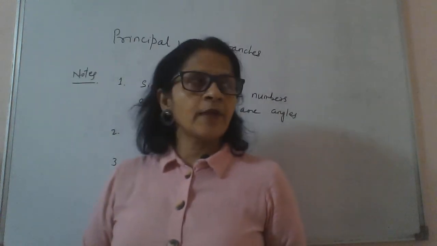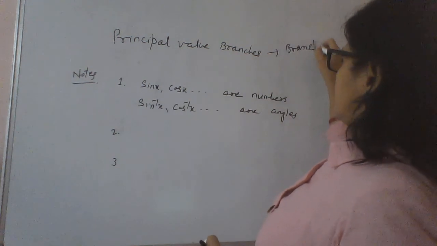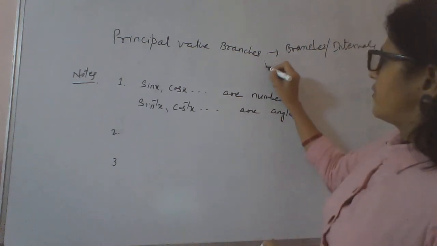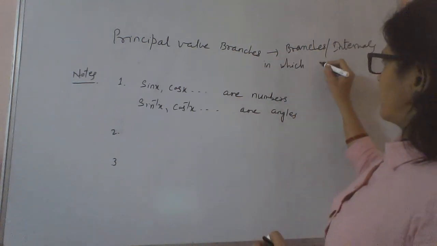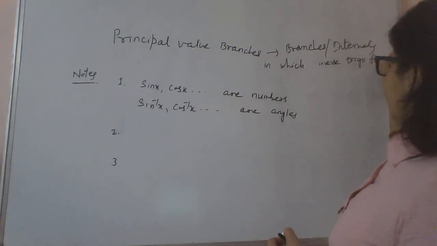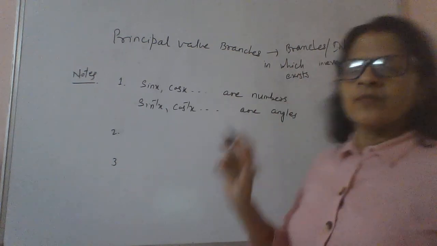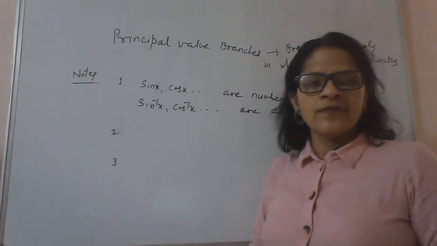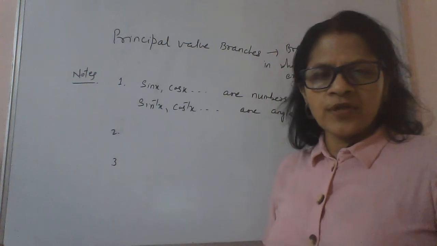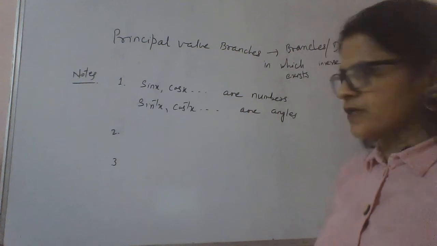So principal value branches, basically what? Branches or intervals in which inverse trigonometric functions exist, or these are modified domains of original trigonometric functions. Okay, and the restriction and modification is basically to make the trigonometric functions invertible. I hope this concept is very clear.